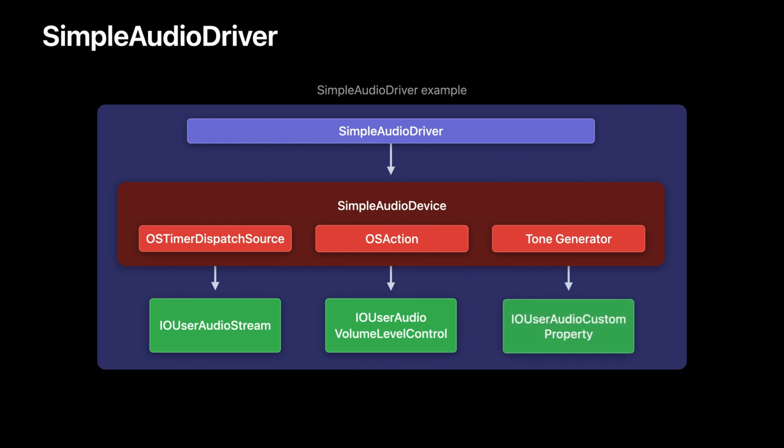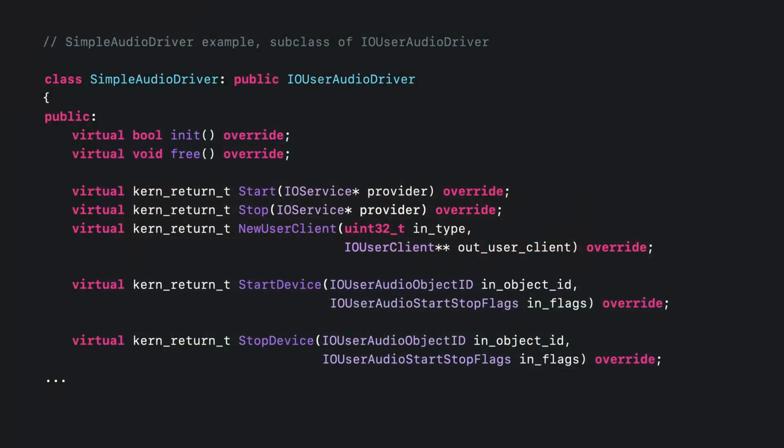All I/O user audio objects can have I/O user audio custom properties. Simple audio device will create an example of a custom property and a string as its qualifier and data value. Let's take a look at the code.